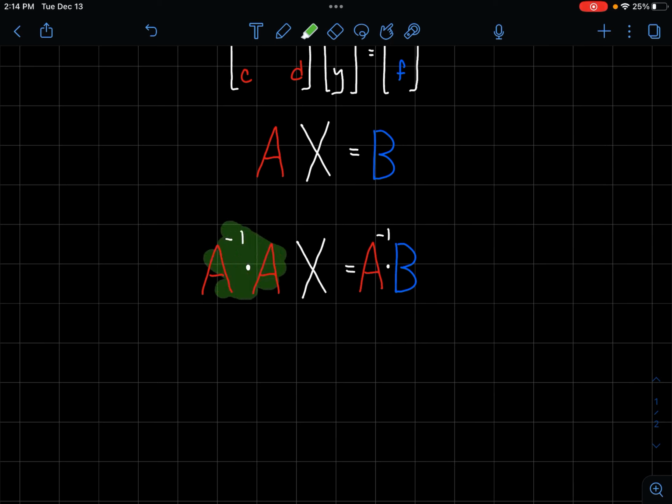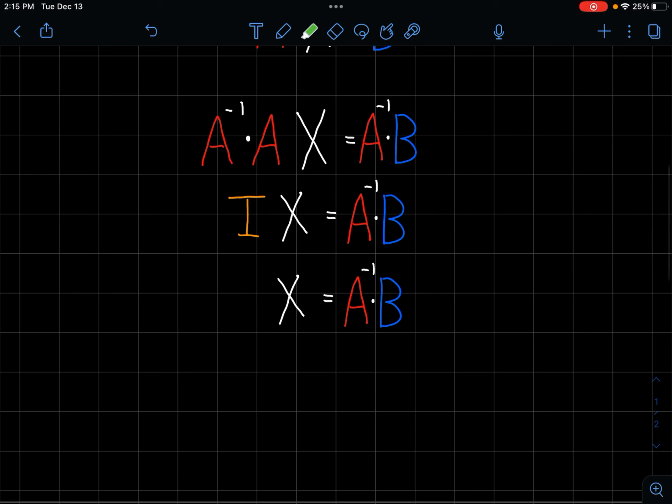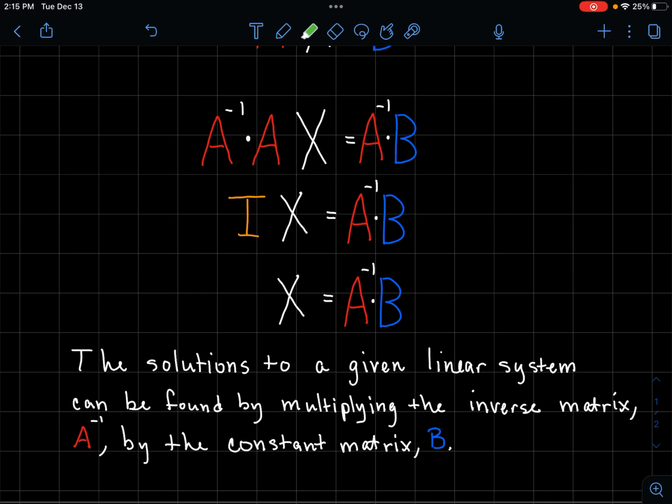Well, here we have A inverse times A. We know that that's supposed to give us our identity matrix back. But an identity times another matrix, we know, is just the matrix itself. So what we can conclude here is that the solutions for x and y, that column matrix for our variables, is just going to be equal to the inverse of our original matrix times the constant matrix.